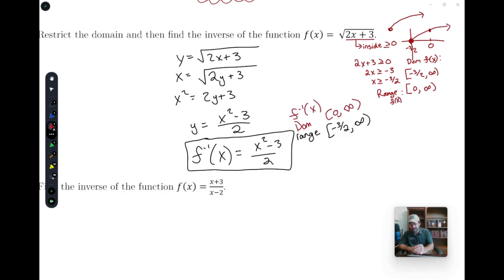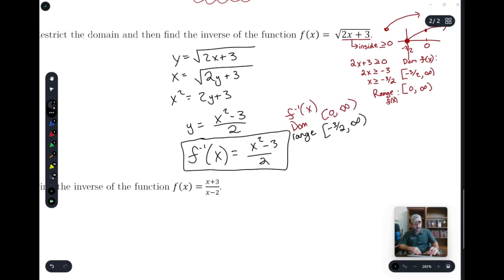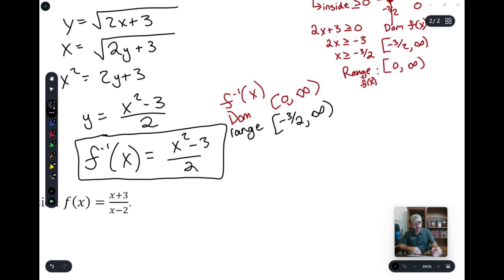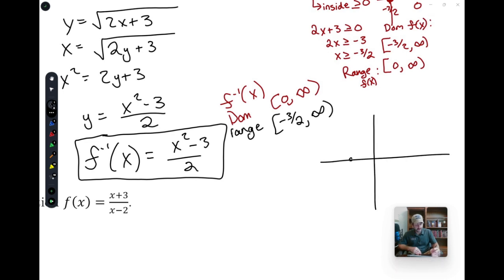And so I'm going to graph these two things just to show you that it all works out. We're using our two domains and our ranges. We know that the original function starts over at (-3/2, 0), and it goes up and hits the point (0, √3), and it looks like the square root function.